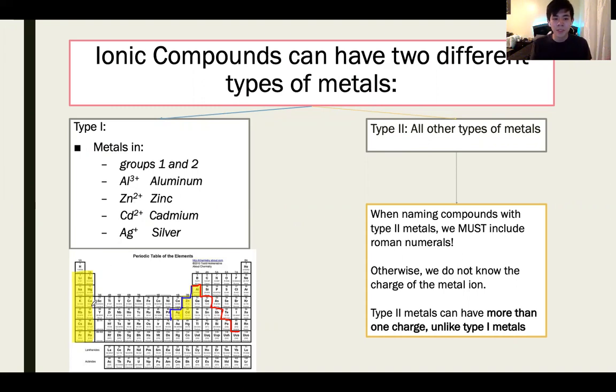So this includes groups 1 and 2. So this group here highlighted. I'll show you a bigger picture in a moment. And then it also includes aluminum, zinc, cadmium, and silver. You're just going to have to memorize these specific type 1 metals.